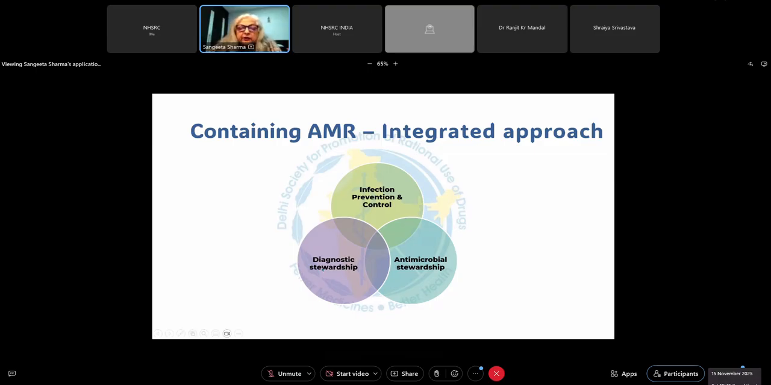But diagnostic stewardship, you may not know, but this is because if you make a correct diagnosis, if you are able to identify the pathogen, if you are able to identify the microorganism, perhaps you will choose a targeted therapy, so you will be successful in your treatment. But for a good diagnosis to be made, we need to take samples.